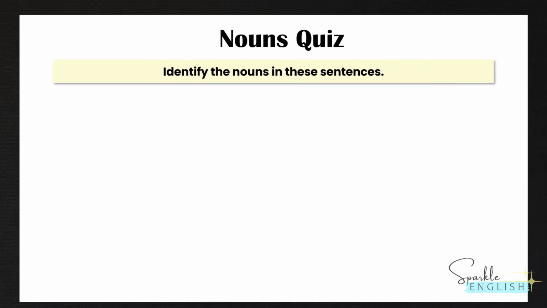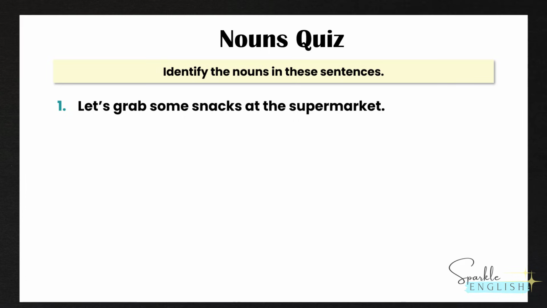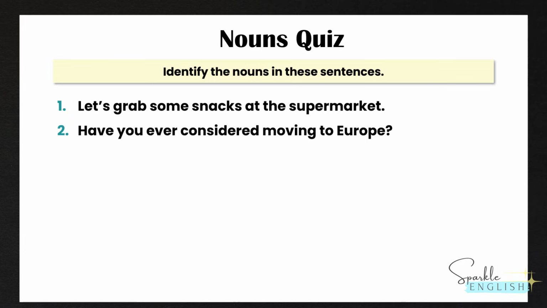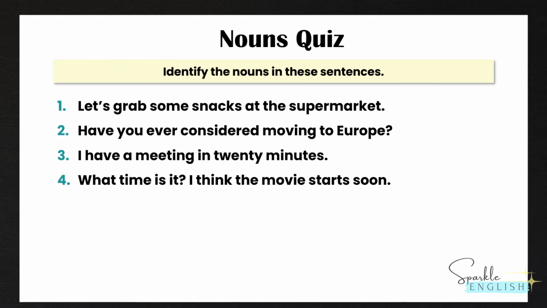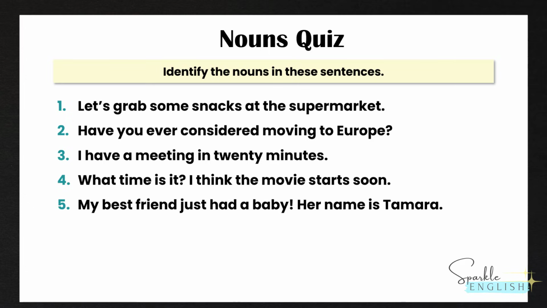Okay, so now we're going to have a quiz. I want you to identify the nouns in these sentences. Number 1, let's grab some snacks at the supermarket. Number 2, have you ever considered moving to Europe? Number 3, I have a meeting in 20 minutes. Number 4, what time is it? I think the movie starts soon. Number 5, my best friend just had a baby. Her name is Tamara.